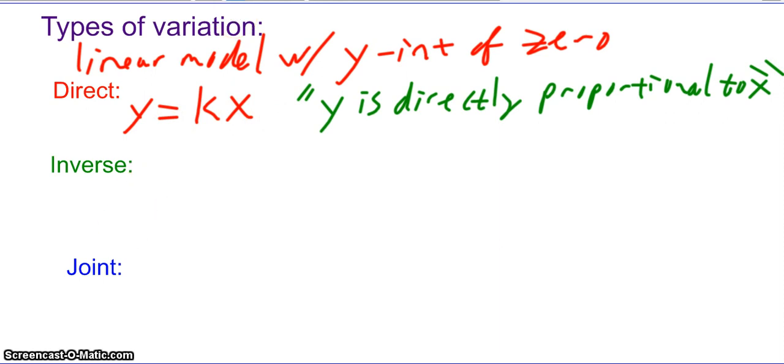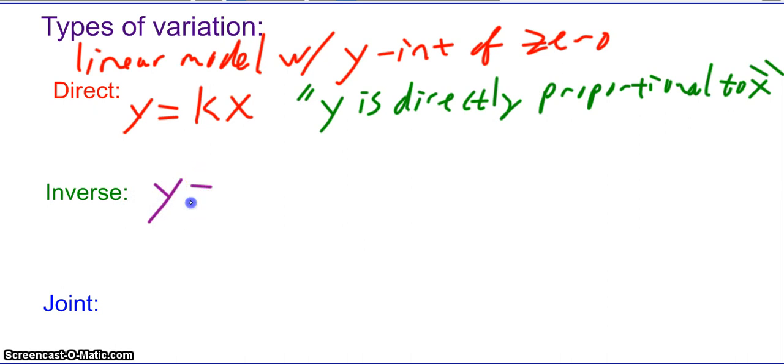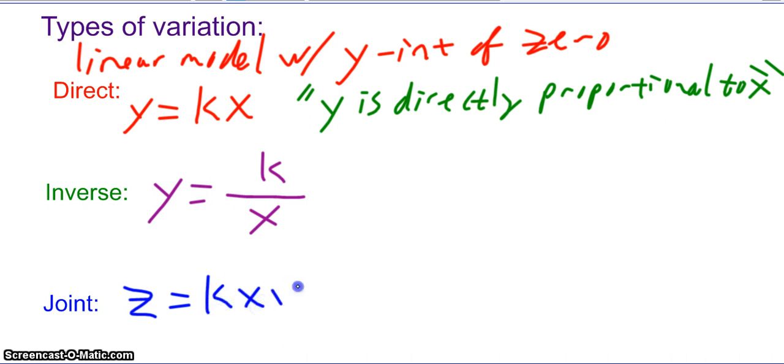So then inverse variation is going to be if we have y equals k over x. So that's our generic inverse model. And joint variation is saying that we have multiple variables. So this could be something like z equals kxy. So that's telling us z is jointly proportional to x and y.